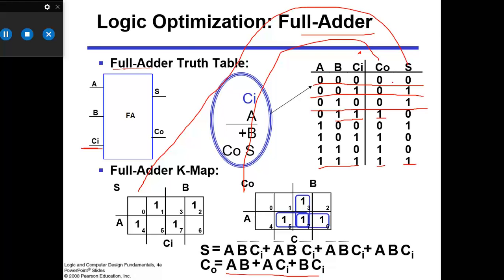So A, B, C, 0, 0, 0, all are 0. If any one bit is 1, the sum is going to be 1. If 2 bits are going to be 1, the sum is going to be 1, 0. So you can see here 2 bits are 1, the sum is 1, 0. Here 2 bits are 1, the sum is 1, 0.